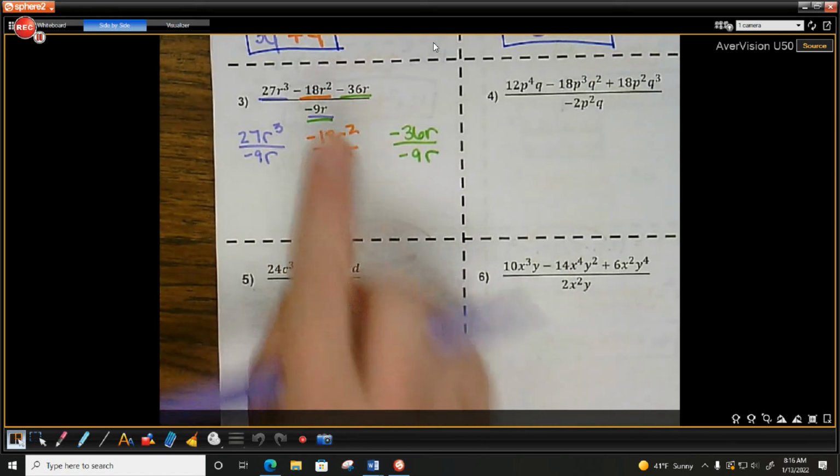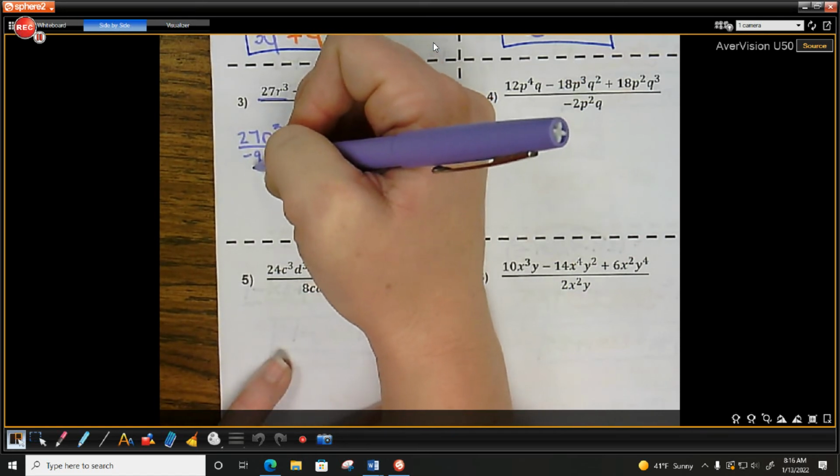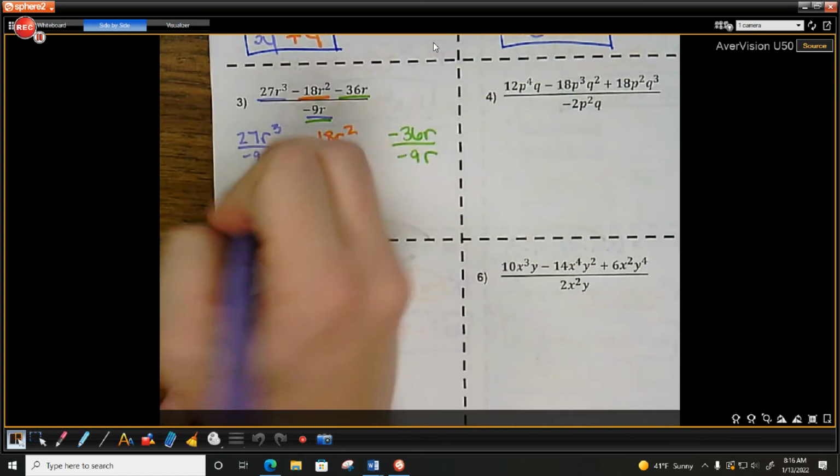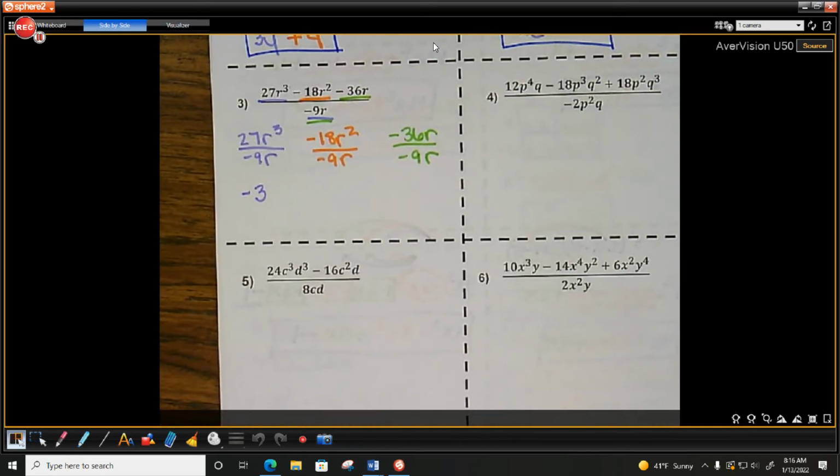So what's 27 divided by negative 9? Negative 3. How many r's are on top? 3. So 3 r's on top. How many on bottom? 1. Can you cancel a pair then? Yes. So then there's 2 left where? On top. So r squared.